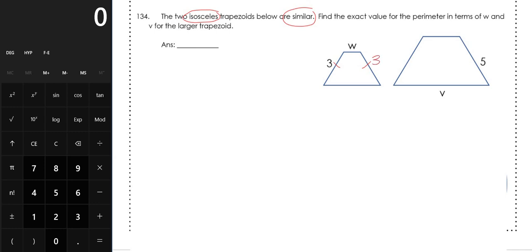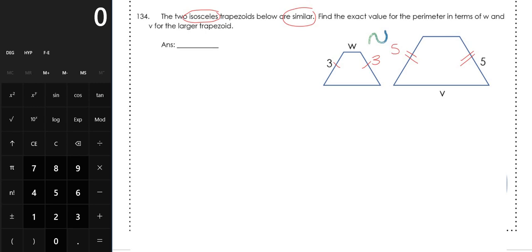For my larger trapezoid, again, the two legs, I'm going to give them 2 tick marks each, are both going to be 5 since one of them is 5. So that's important information with the isosceles piece. The other thing that's important here is they said it was similar. If two shapes are similar, I'm thinking proportions, I'm thinking scale factor. So really great information there just from that first sentence.